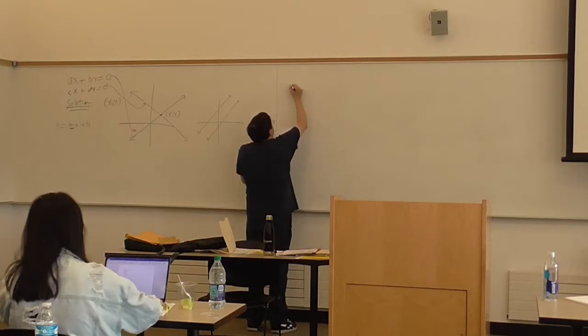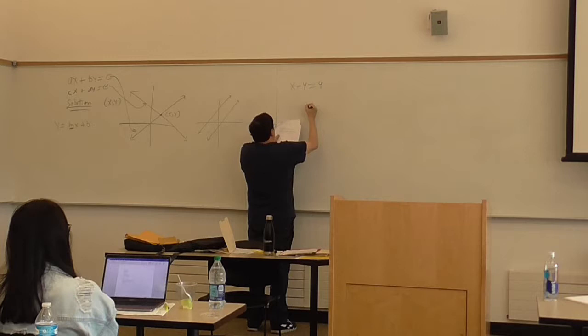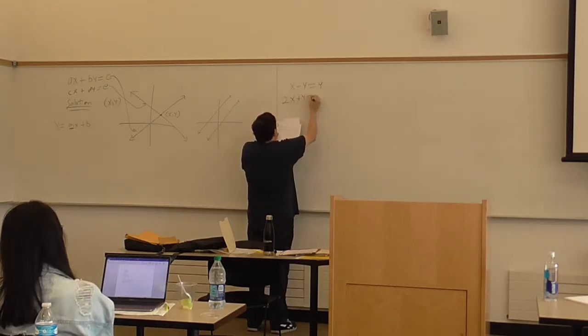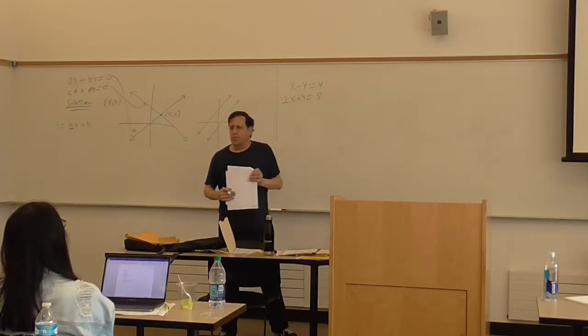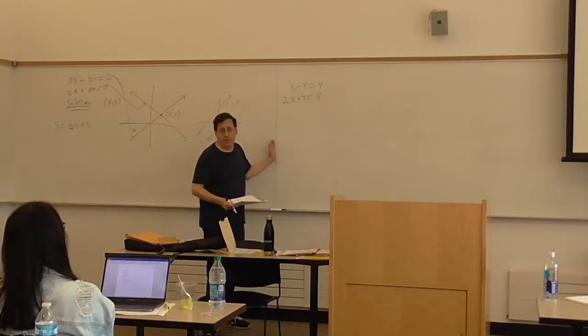Okay, so let's do an example. Let's start with x minus y equals 4 and 2x plus y equals 8. Now, I think just about every math book I've ever seen tells you one way to solve this is to graph it.